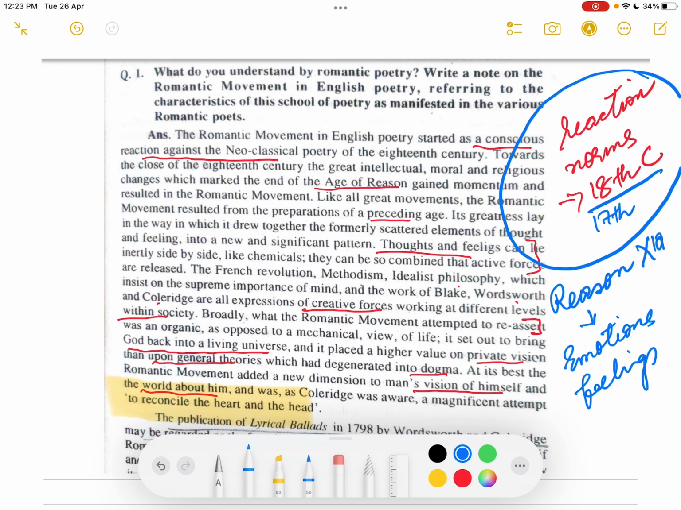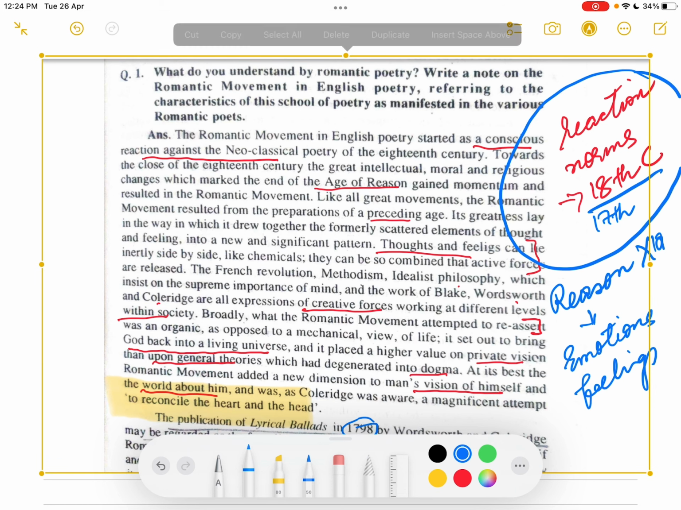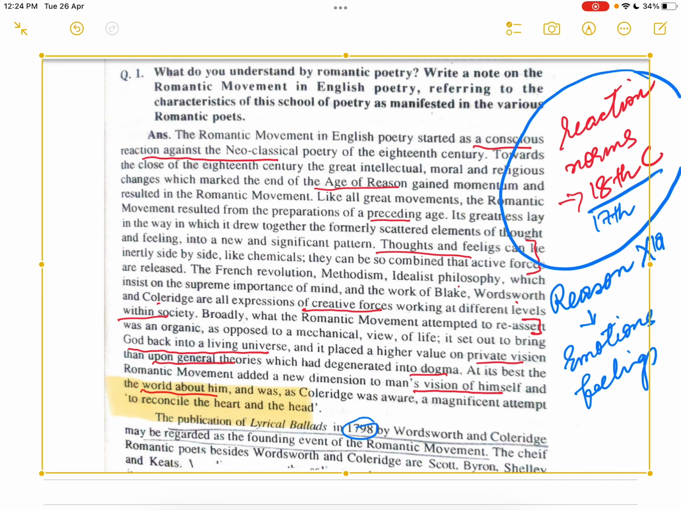Remember this, because there are pre-romantics which we studied in the last part of our syllabus of history. Now we are studying the Romantic poets. So the Romantic age begins with this particular date. This is what you have to remember. Then let's move on after the introduction.